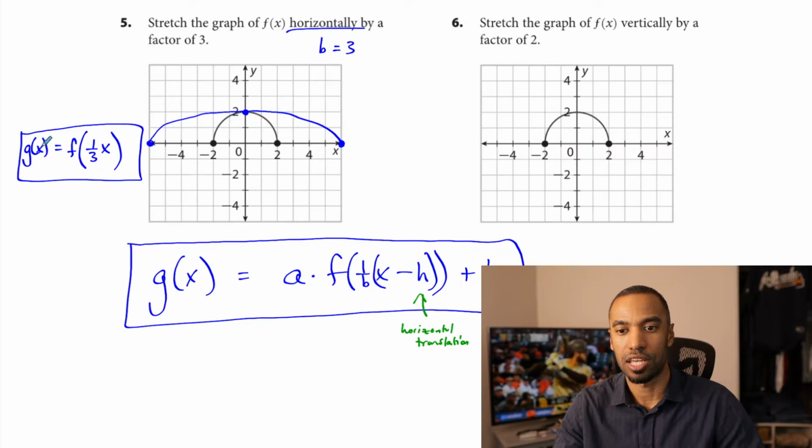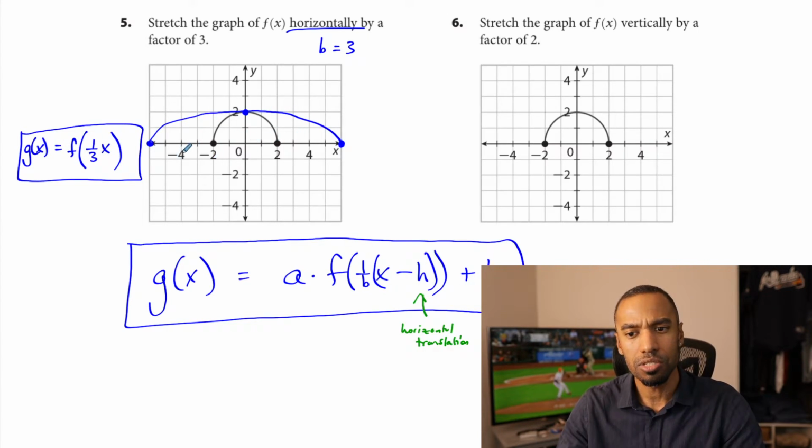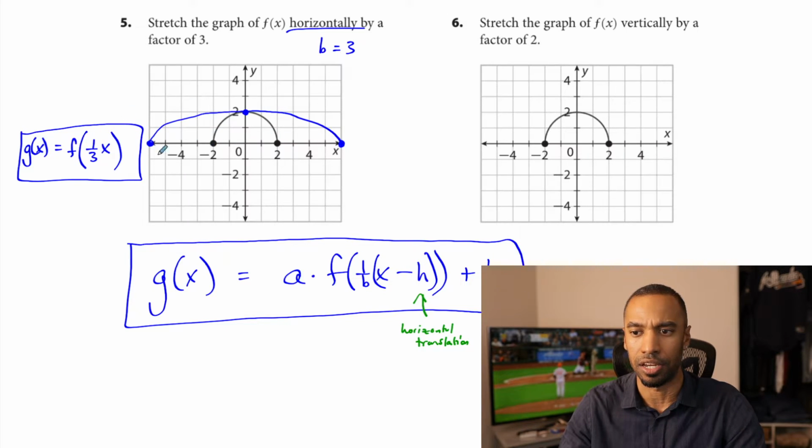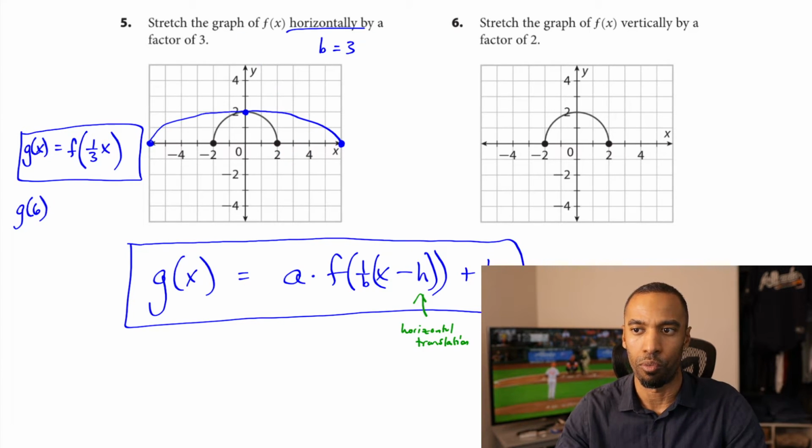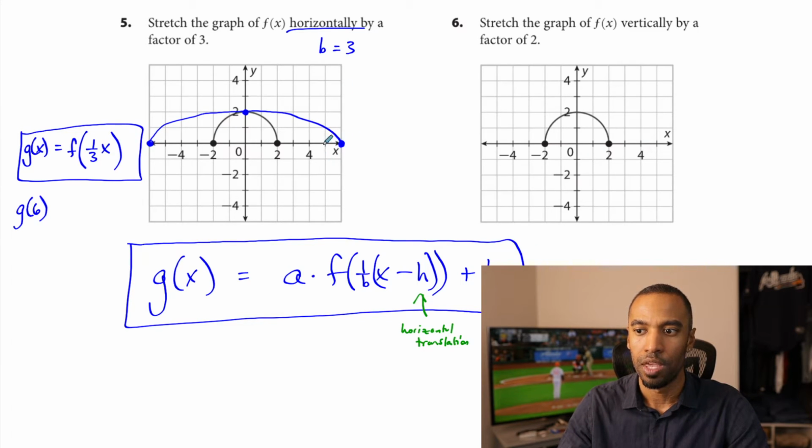And just to make sense of this one more time, guys, let's make sense of what it is that we're saying here. Why is this b the 1/3? Well, let's talk about g of 6. g of 6 meaning what is the value of y when x equals 6? Well, g of 6, guys, we can tell is 0. When x is 6, y is 0 on g.